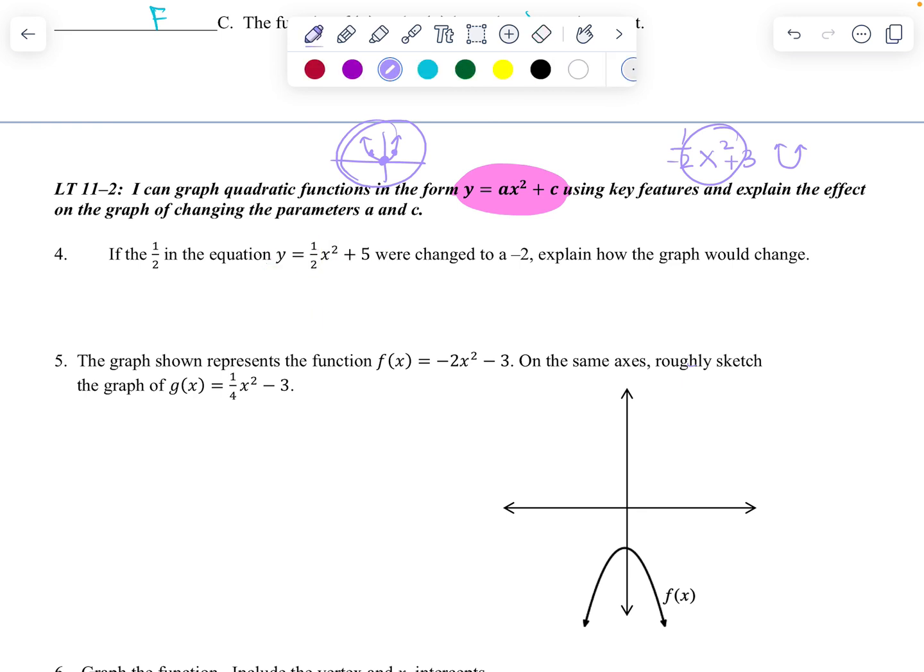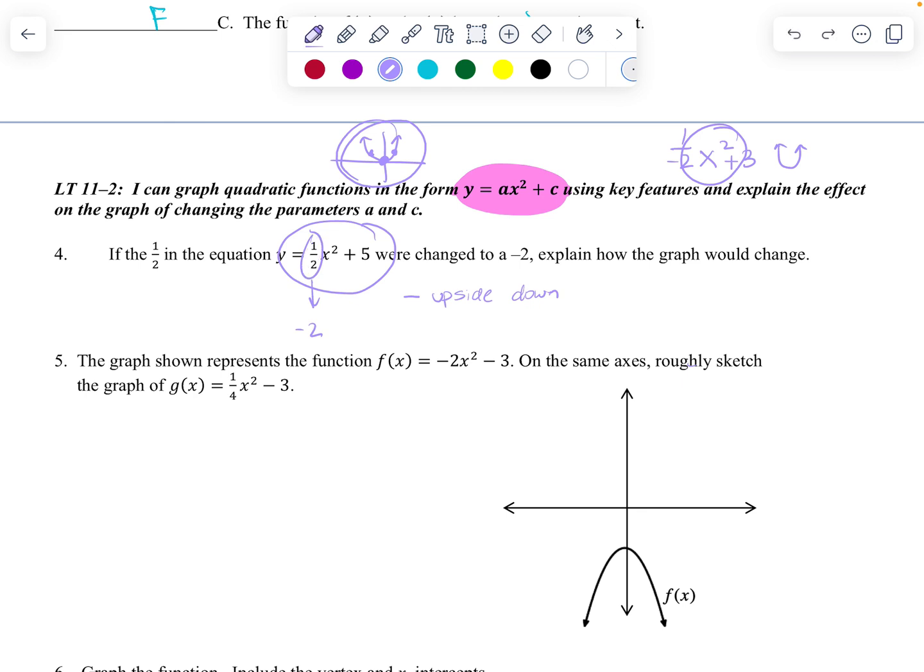So if we make that 1/2 and we turn it into a -2, the first thing I notice is that the parabola was facing up because it's positive, and now it's facing down because it's negative. So the first change that I would notice is that it's upside down. So if I took that equation and put it in Desmos and then made that 1/2 a -2, it would automatically be upside down. It used to be regular up, now it's down.